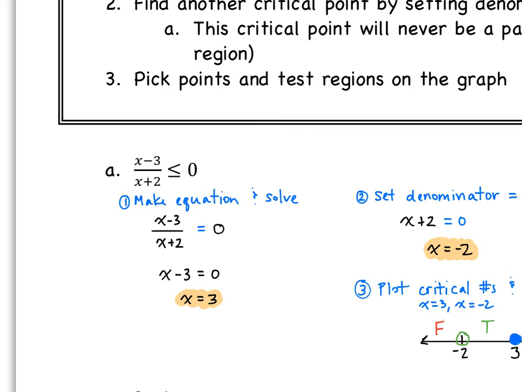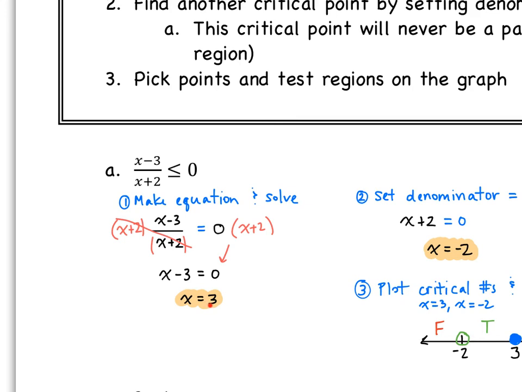Step 1, as always, we make it an equation and we solve. So how do I solve this? How do I get this x plus 2 out of the denominator? Well, that just means we multiply both sides by x plus 2. I'm going to put parentheses, x plus 2. These cancel, and 0 times x plus 2 is simply 0. So we're left with x minus 3 equals 0, and we get x equals 3. This is one critical point.